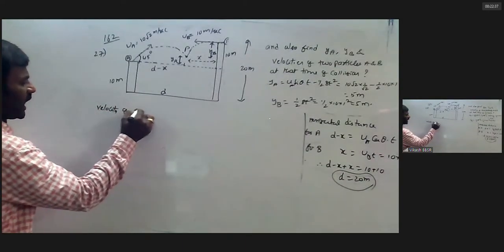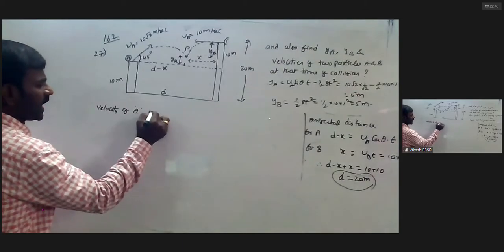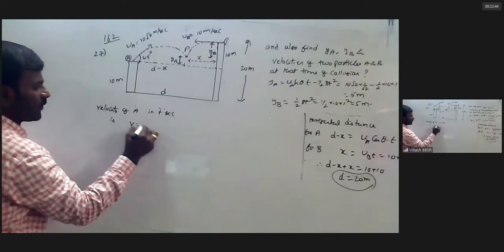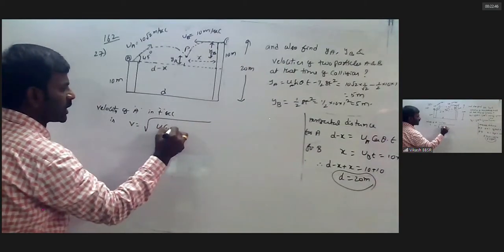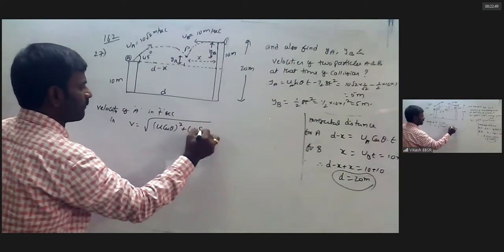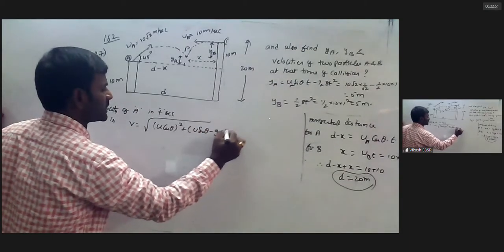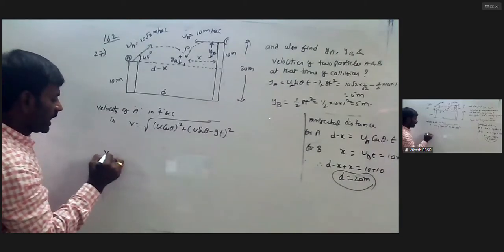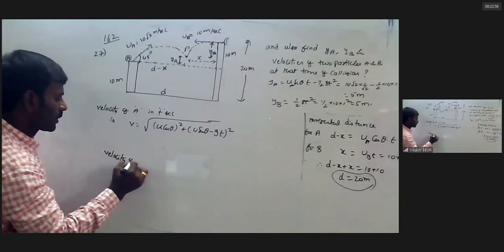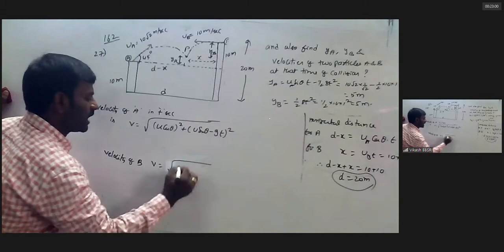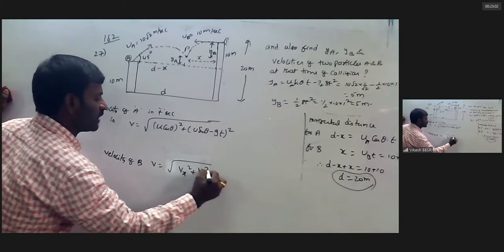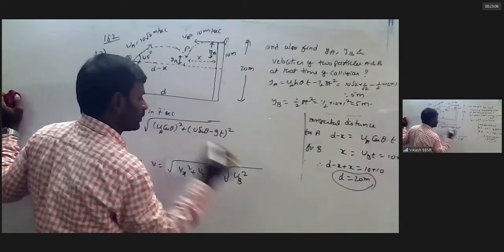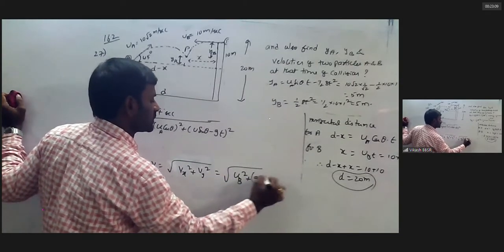Velocity of A in t seconds is a projectile. Projectile formula is given; you may or may not remember. Now you see, U sin theta minus g t whole square. Clear? Velocity of V equal to root of Vx square plus Vy square. Root of Vx square means U cos theta square plus g t whole square.